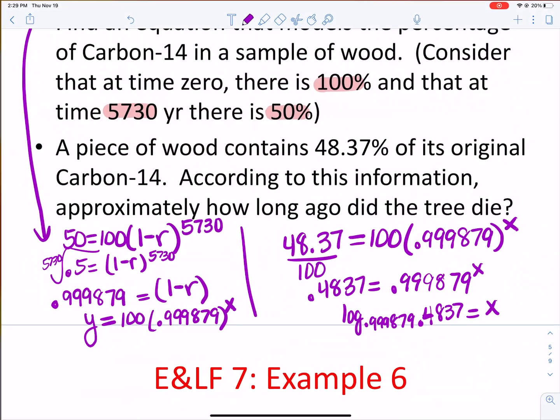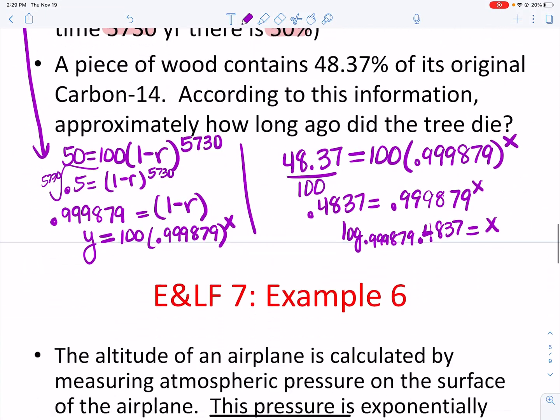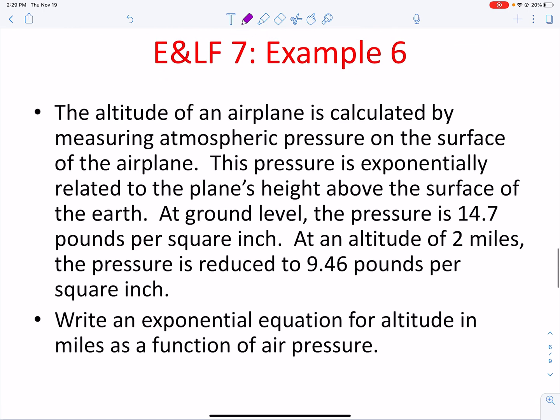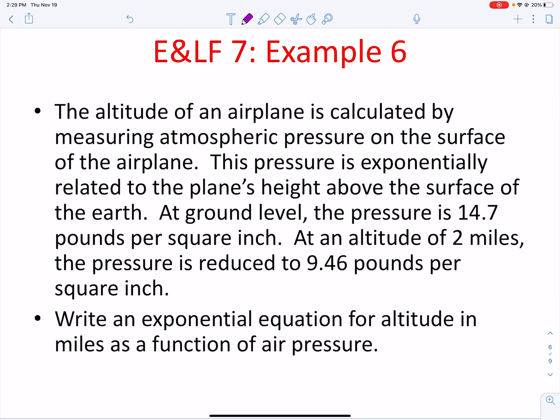Okay, all right, so with that being said, the altitude of an airplane is calculated. If I were you, go ahead and pause this and see if you can do it on your own, and then start it up again and see if you get it, because this is what we'll do in class. We've worked the first couple together, and now I'm going to say, okay, you guys try it. So pause and try it.